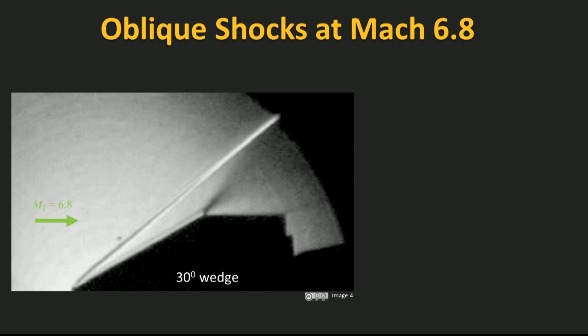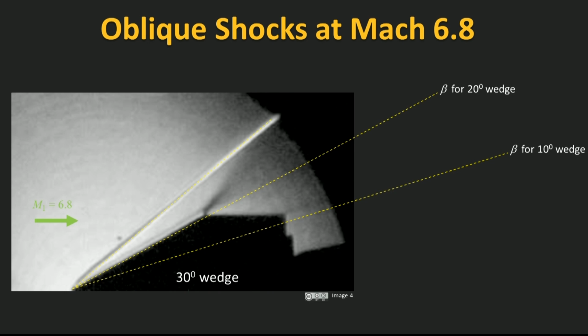Next is the 30-degree wedge. A shorter wedge is used when we come to 30 degrees so that we can keep the shock and the wedge within the region of flow in the tunnel that's uniform. The shock is inclined even further, as we'd now expect. The shock is still attached to the tip of the wedge. Despite a little bulge where the shock first forms, the shock is essentially straight again. And we can see how the angle is increasing by superimposing the shock angles for the 10 and 20 degree wedges.